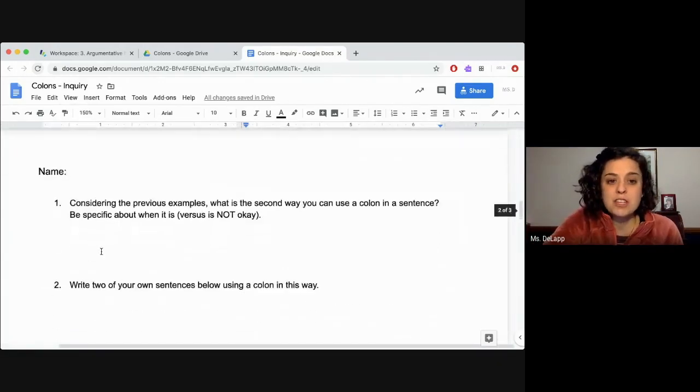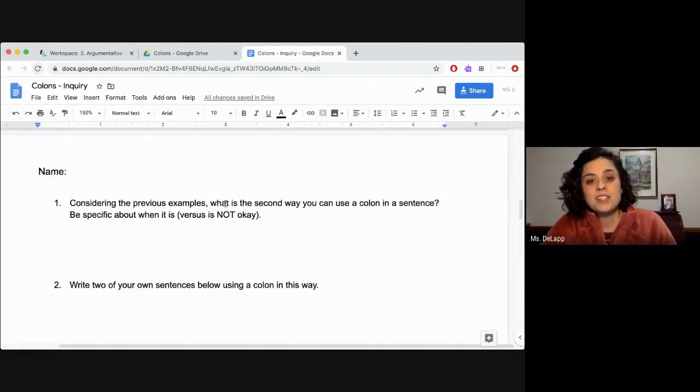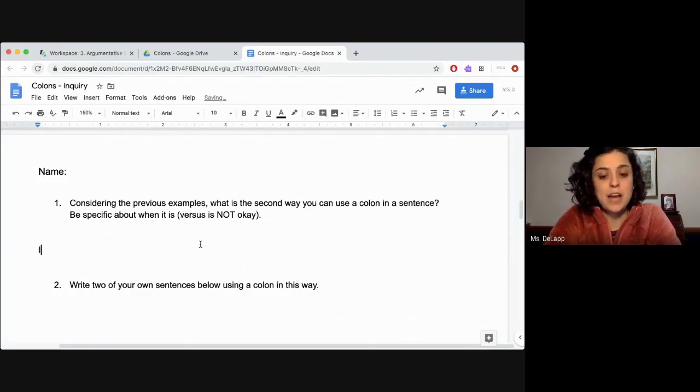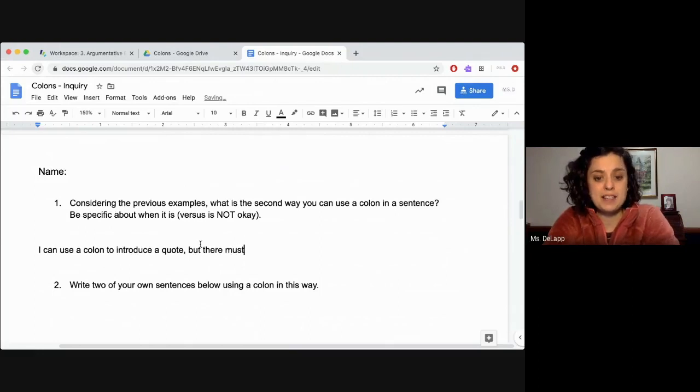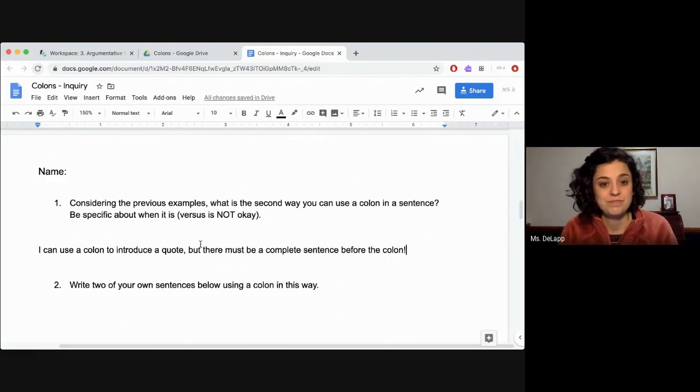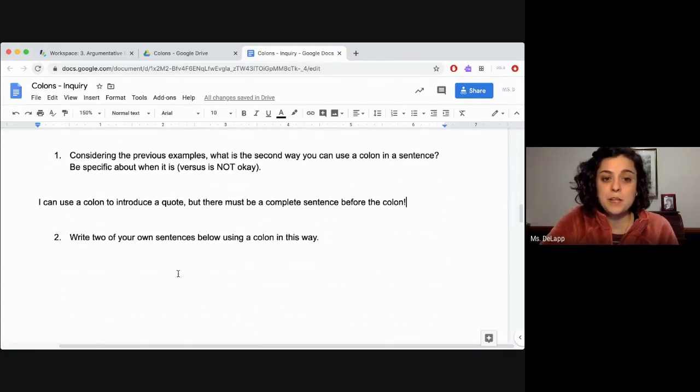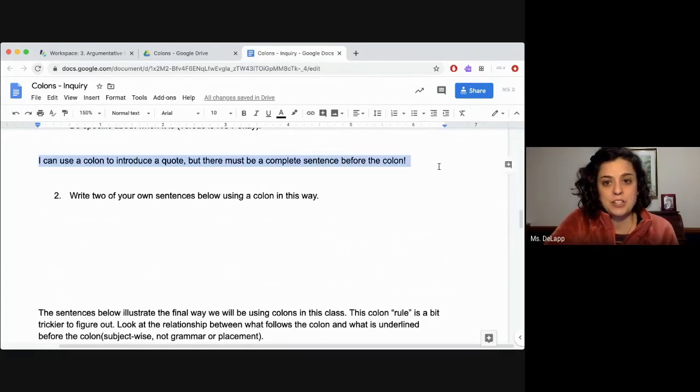So to answer this question, what's the second way I can use a colon? I can use a colon to introduce a quote, but there must be a complete sentence before the colon. And then hopefully, for number 2, what you should have done yesterday is written 2 examples of that on your own.